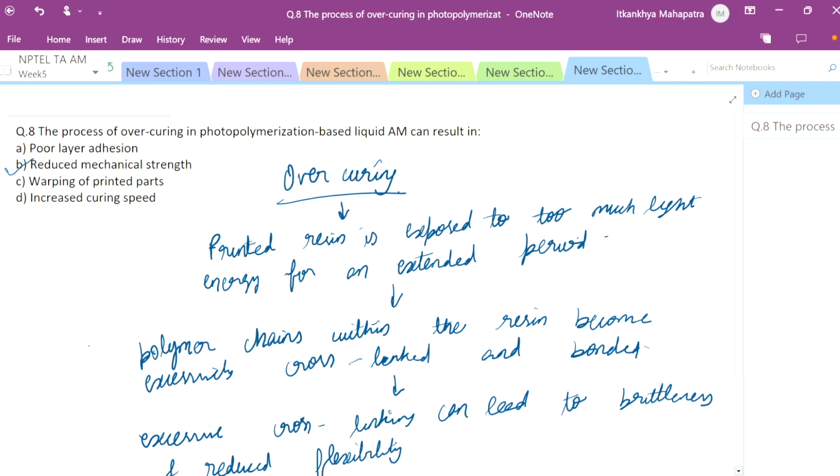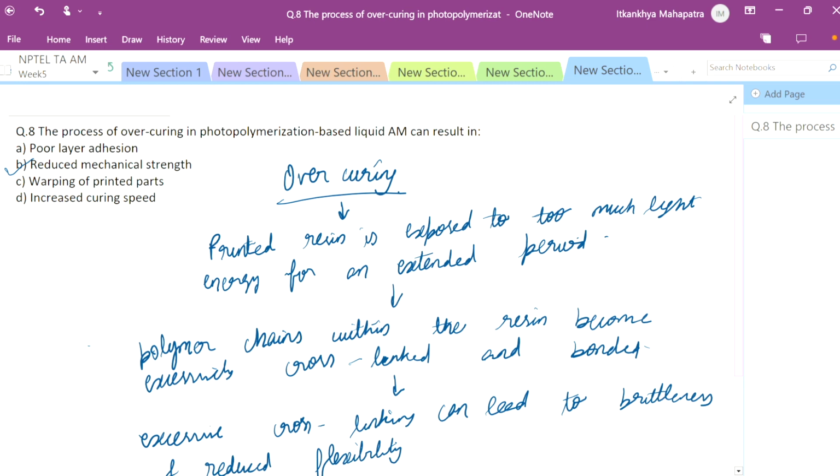Now, what happens during poor layer adhesion? Poor layer adhesion is more likely to result from undercuring, when insufficient light exposure causes incomplete bonding between layers. Now, warping of printed parts is generally associated with factors like uneven cooling, inadequate support structures, or improper printing settings rather than overcuring. Increased curing speed would not directly lead to overcuring. Overcuring is about excessive energy exposure, not the speed at which curing occurs. Okay, so this was about overcuring.